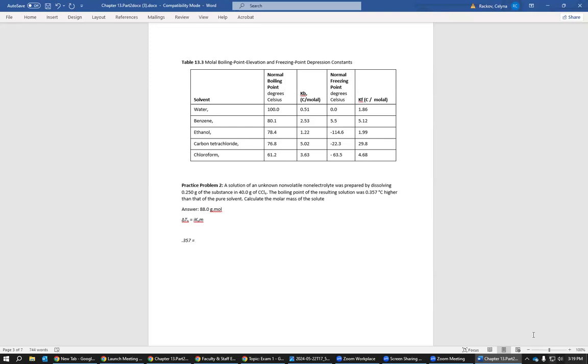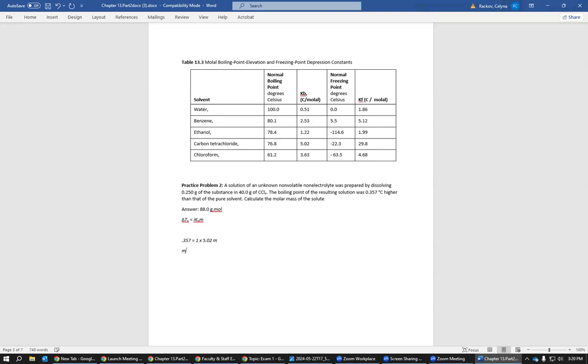So here you have a non-volatile, non-electrolyte. When you have a non-volatile non-electrolyte, your i will be equal to 1. Okay, Kb. What's the Kb for carbon tetrachloride? It will be 5.02, right? So multiply here 5.02, and then times molality.